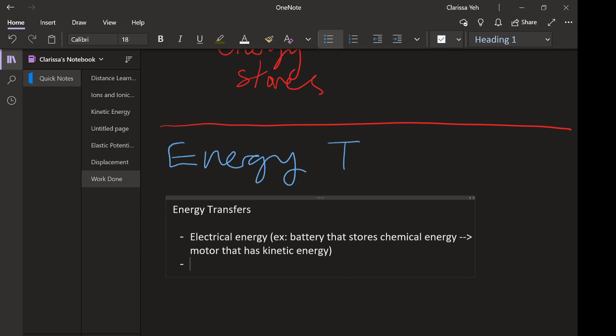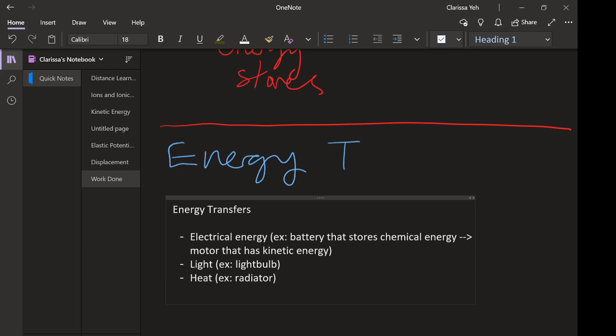So for example, in terms of light, you have a light bulb transferring its energy in the form of light and spreading it out into its environment. You could also have heat as a form of energy transfer. So for example, a radiator, it's spreading its heat energy out into the environment, transferring it from itself to the environment.